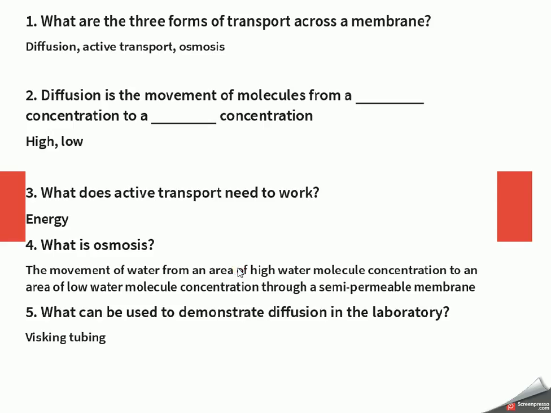So, three forms of transport are diffusion, active transport, and osmosis. Diffusion is the movement of molecules from a high concentration to a low concentration. What does active transport need to work? Well, it needs energy. What is osmosis? Well, remember the two parts to it: the movement of water from an area of high water molecule concentration to an area of low water molecule concentration, and then adding through a semi-permeable membrane. And what can we use to demonstrate diffusion in the lab? Visking tubing.